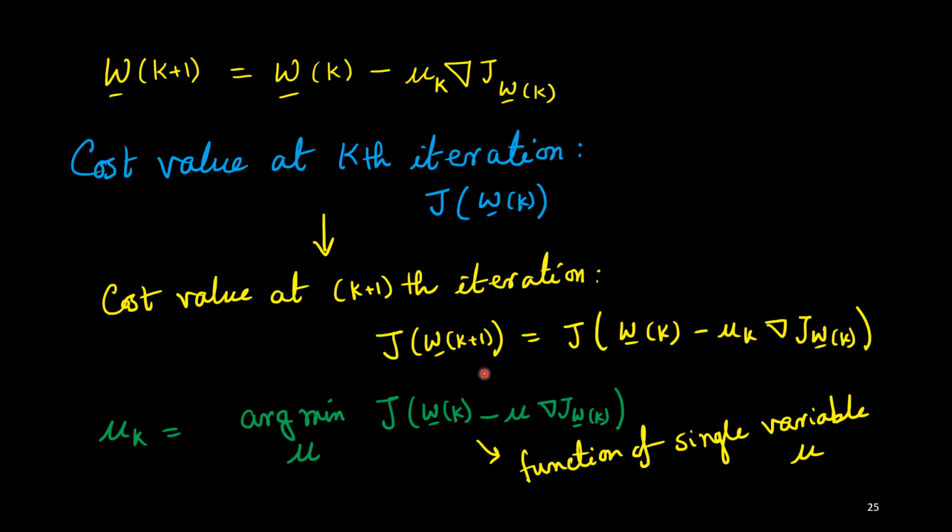So you see, this cost is a function of the single variable mu that we are concerned about. We don't consider any other things because wk is known to us. We obtained wk in our previous iteration, the kth iteration. This is known; only mu is unknown. So you want to find this mu value so that this cost is minimized.